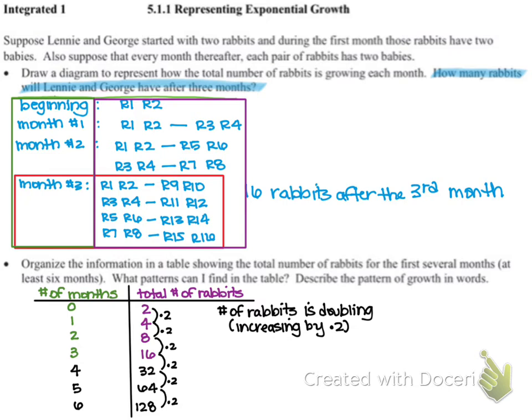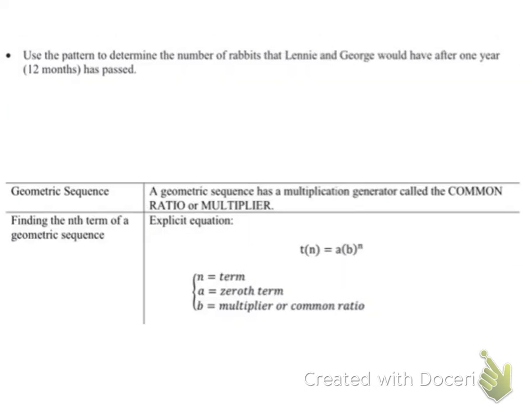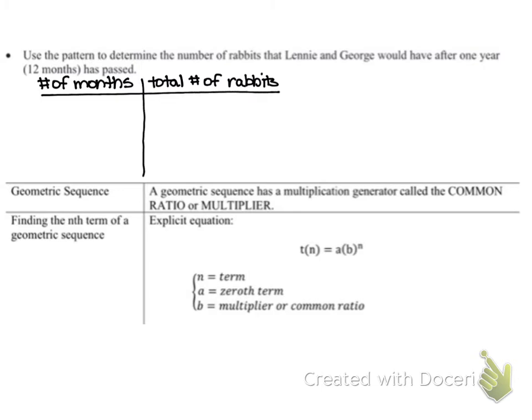All right, let's keep in mind that information. Let's move on to the next part of the notes. Use the pattern to determine the number of rabbits that Lenny and George would have after 1 year. Okay, so we left off at 6. And then I think maybe we can start writing an equation. I think that's what I want to do. So I'm going to pull the information from the previous slide. So go ahead and take a look up at your notes.